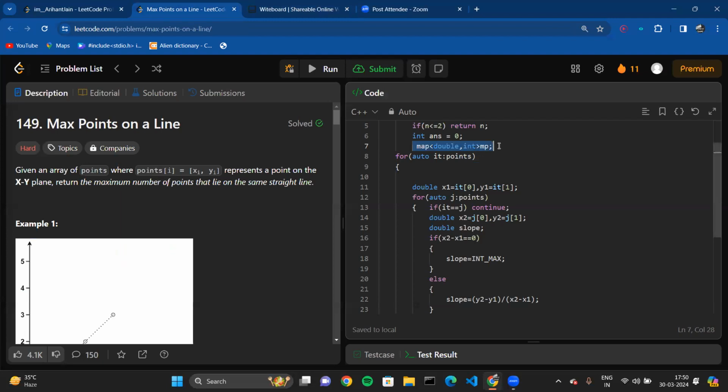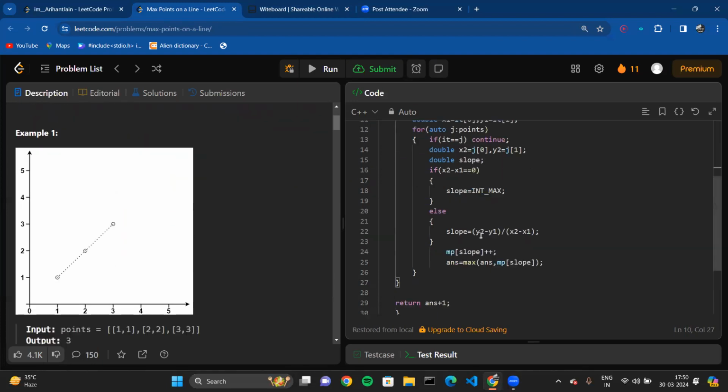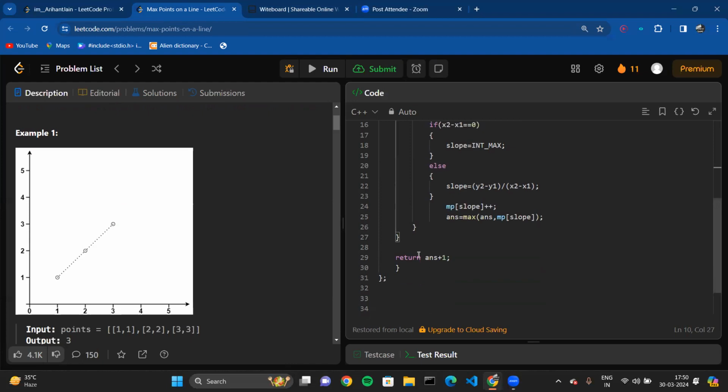So we have to keep a map for all the points and check for all the points whether they are on the same slope or not. And finally, we will return answer plus 1.